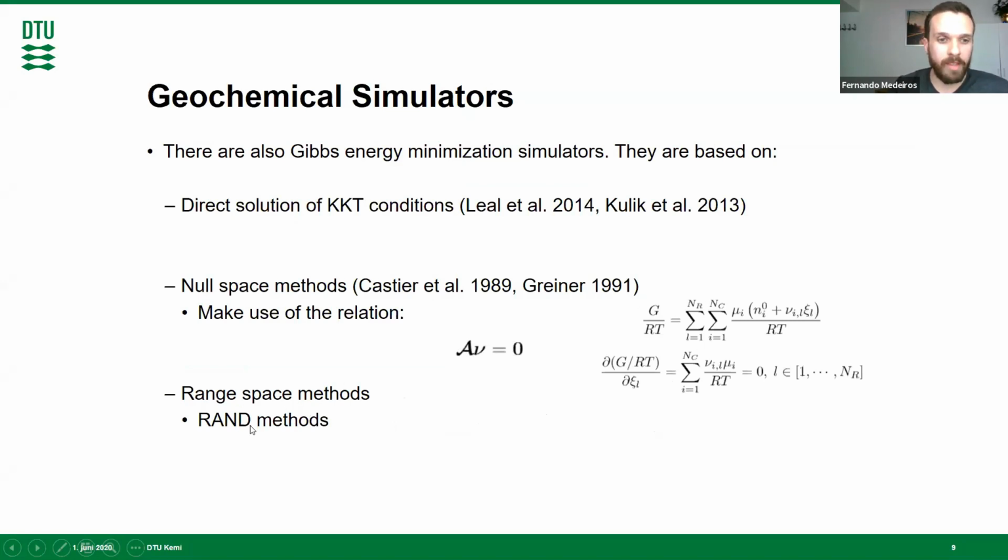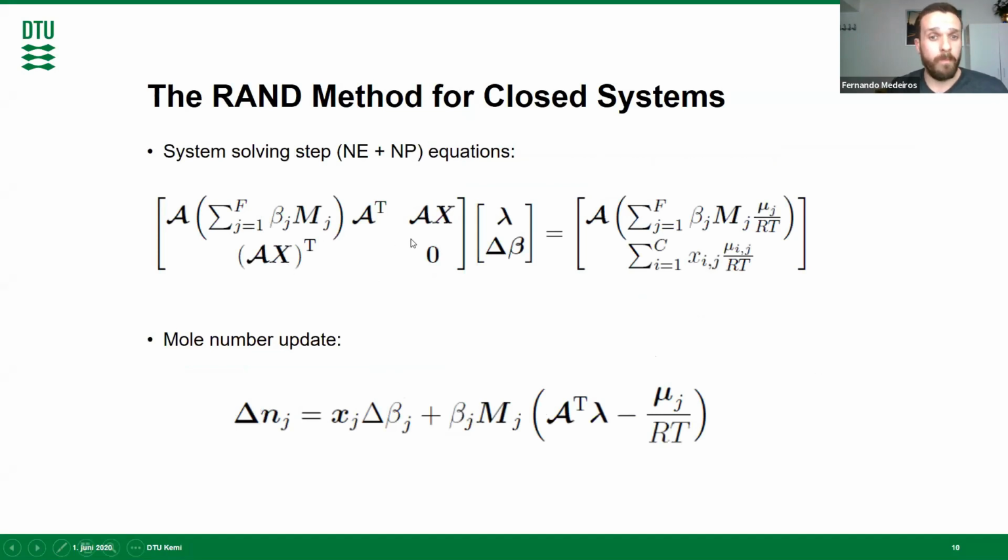So this is another branch of those algorithms, but there are also range space methods, and those are the ones I'm working on right now. Among them there are the RAND methods, and I'm going to talk a little bit more about the RAND methods. Basically, the KKT conditions are formulated into a two-step algorithm. There is a system solving step where the system is solved for the Lagrange multipliers and also for the amount of phase. This is a multi-phase problem, and there are several updates for the phase amounts. And this M matrix is related to the chemical potentials.